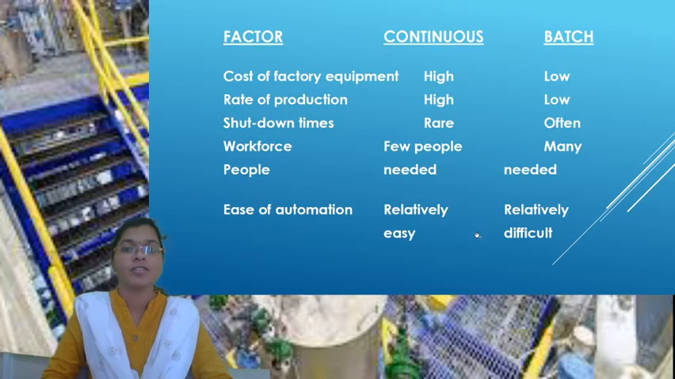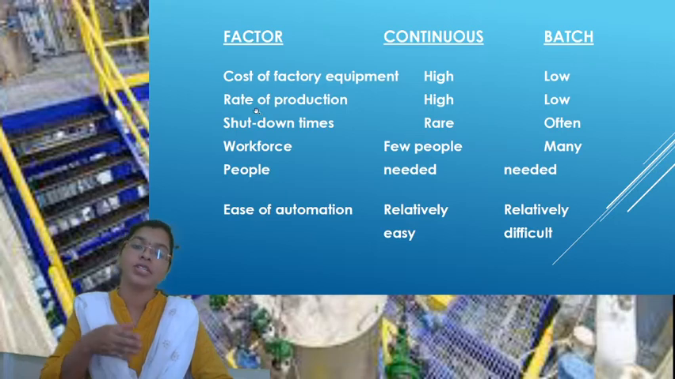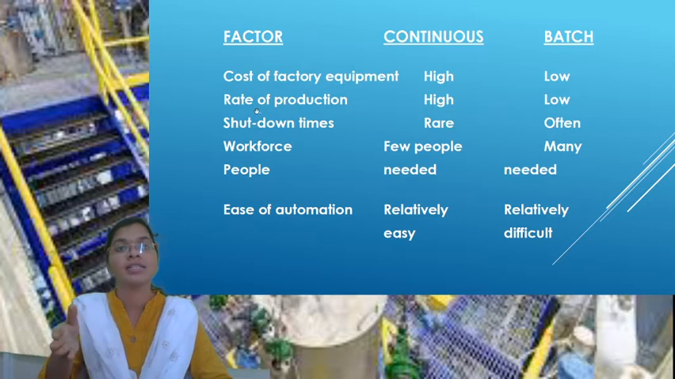So next, these are the factors. Some factors are affecting the continuous processes or batch processes. Here, cost of factory equipment. So factory equipment cost is high in the continuous process. This is very low in the batch process. Whenever we generate the output production continuously, obviously the rate of production is high. The rate of production is low in the batch process. Why? Because here we are not generating continuously. Whenever you want, you generate the output. So the rate of production is low in the batch process.